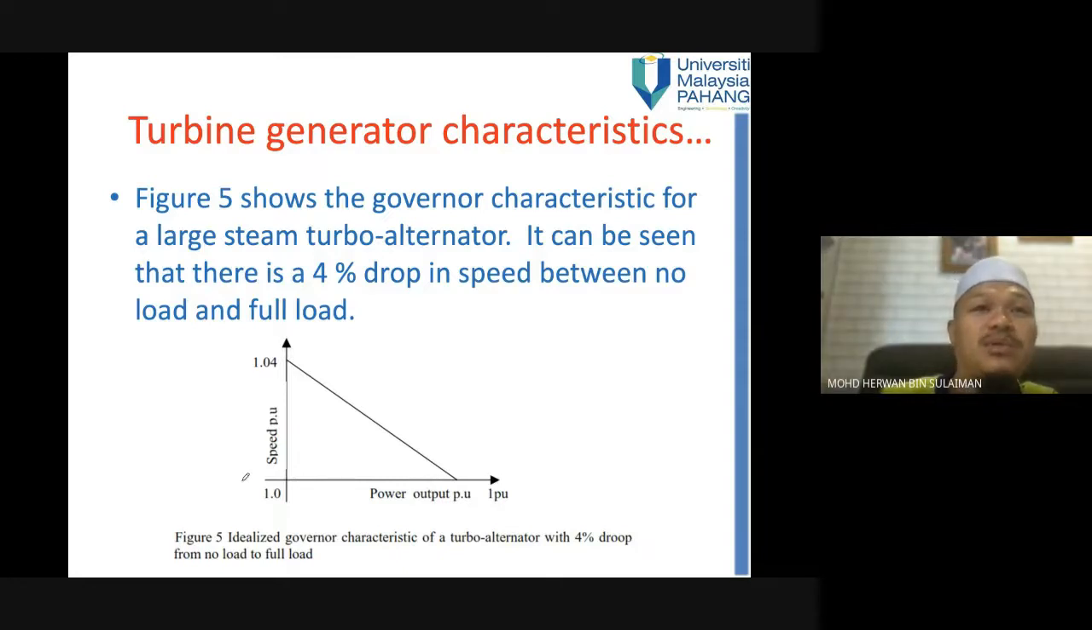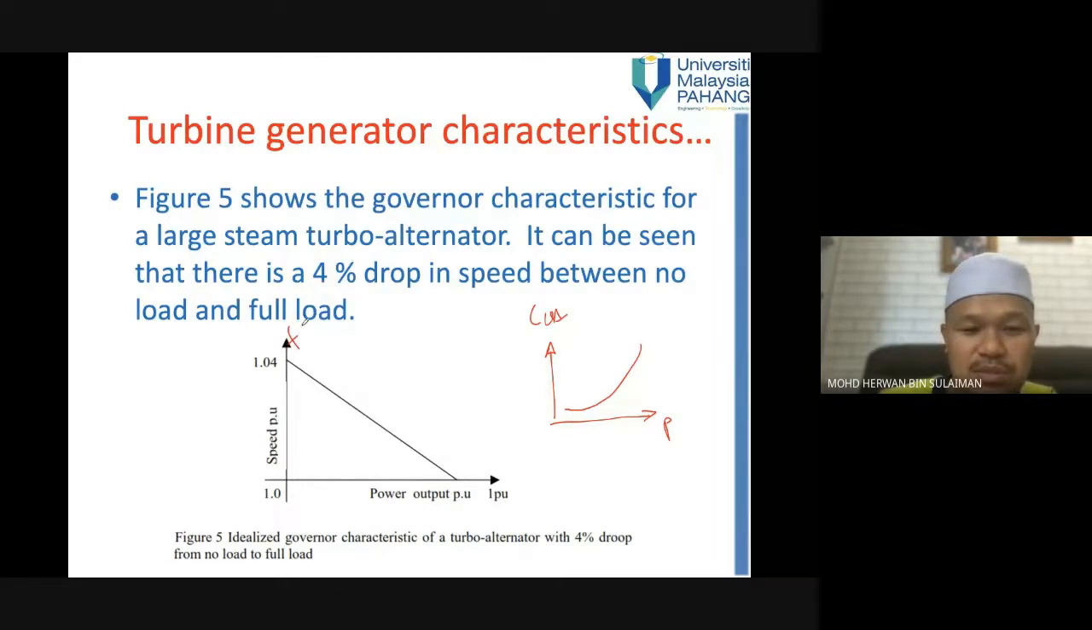Kalau you ingat masa kita belajar dekat economy dispatch, the analysis is what? This one is cost kan? This one is power output. So the function is quadratic. But now we look at speed versus this one, speed frequency atau speed versus power output. Okay. Normally your speed, the x-axis start dengan kosong lah. Kosong, ni full load. Ni no load, full load.